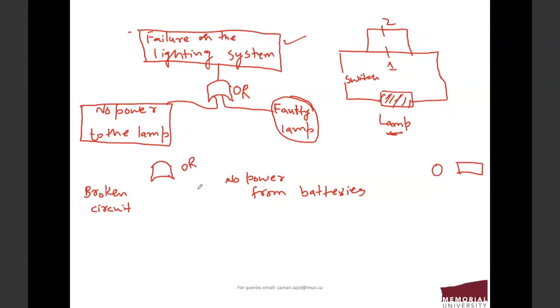Okay. No power from the batteries. So this means I have two batteries available here. This event can be further classified. I can further classify this event. So I'm going to take it into a rectangular instead of using a circle here. This becomes my intermediate event. And this broken circuit, as we just received a question, I can see that there is a switch attached to my system, so I can further classify this system.